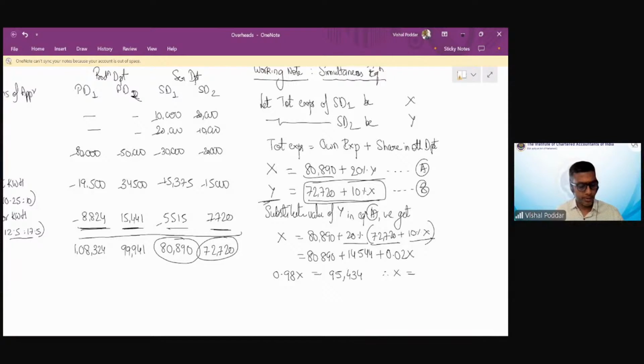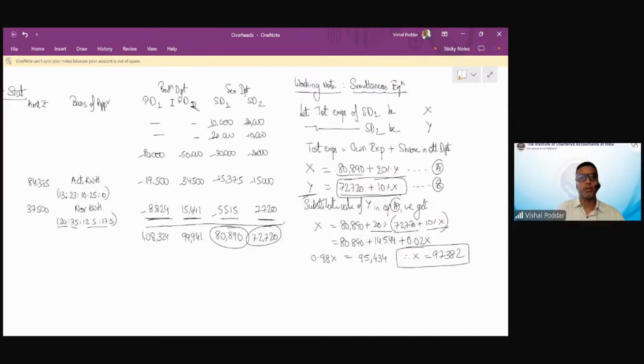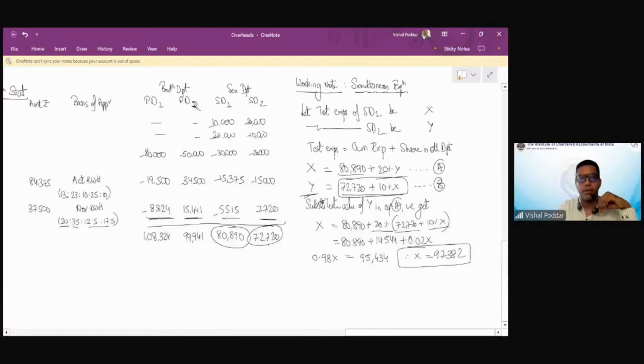So now finally x is, I'm getting x as 97382 approx. Please cross confirm. Yes, Tambeshwari. Ramalakshmi. Please mute yourself, Sai Kiran. 97382.